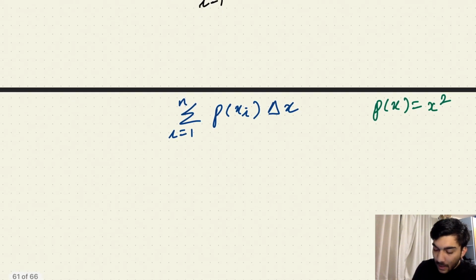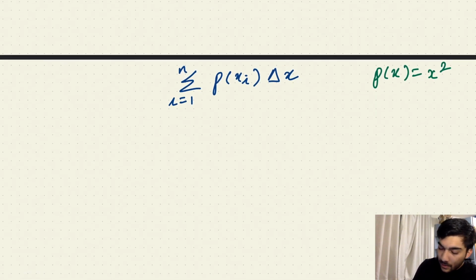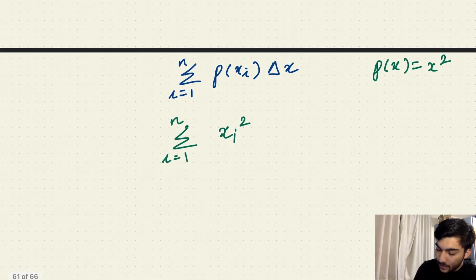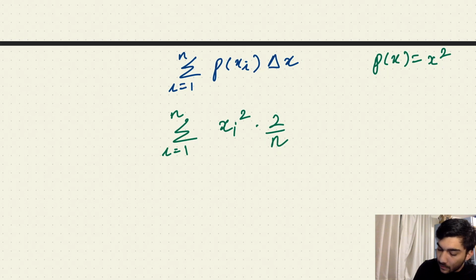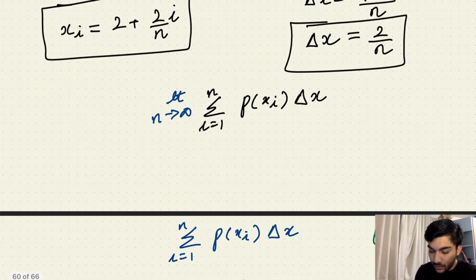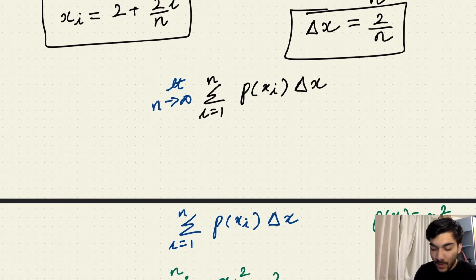So if I am calculating f(xi), it would become sigma i goes from 1 to n, f(xi) would become xi squared, and delta x in this case is 2 by n that I already calculated before, right? And I also know that my xi squared is (2 plus 2i by n) squared.